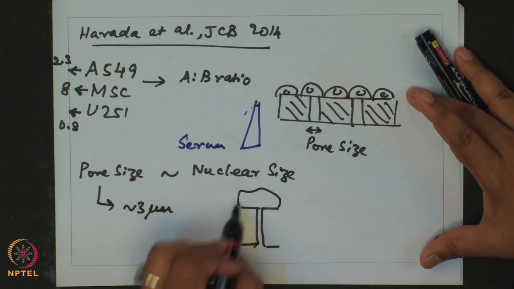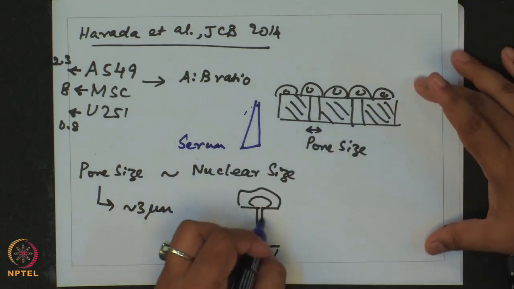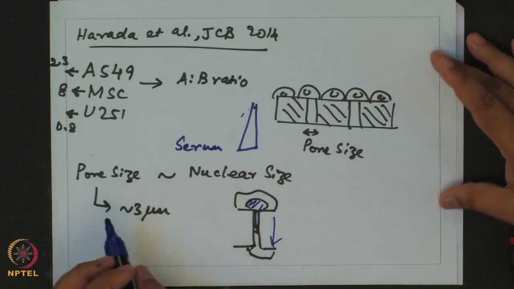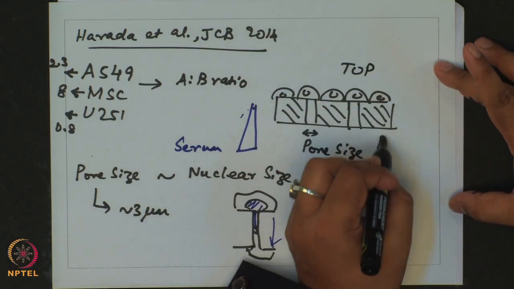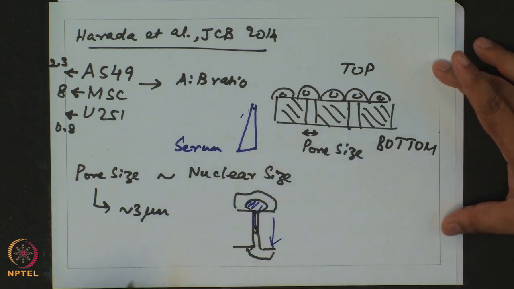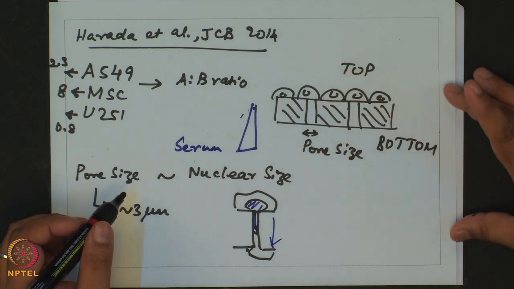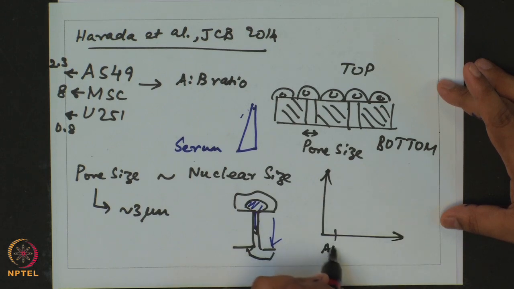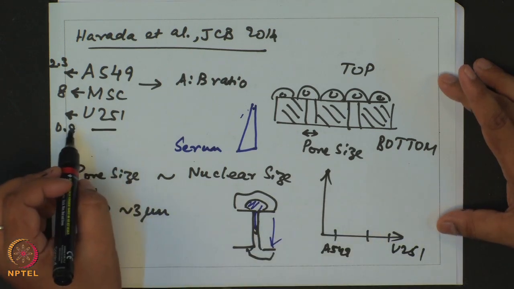This is your cell and this is your nucleus. It has to deform significantly to make it through the pore. What they counted was, they plated the same number of cells on top. So, this is the top of your pores and this is the bottom of your pores. And then they asked how many were the number of cells at the bottom. And what they found was, U251 cells, which have the lowest Lamin A to B ratio.